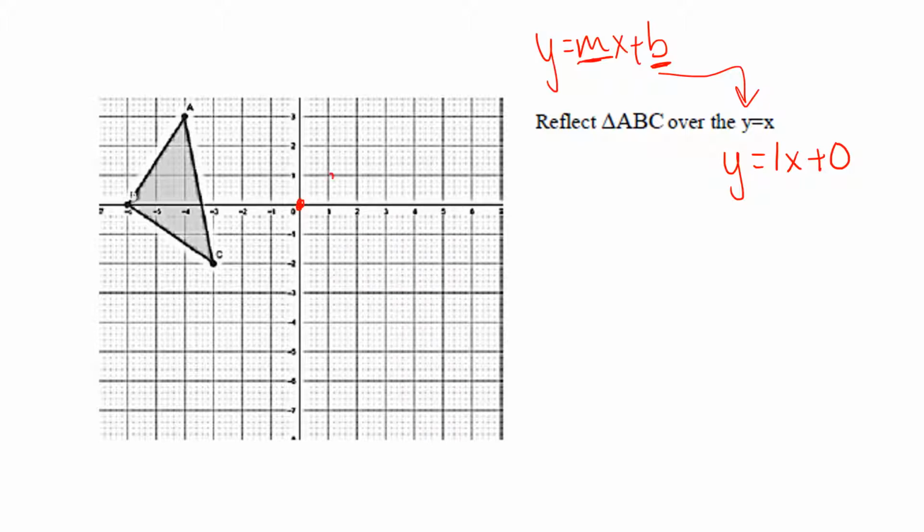So up 1, right 1, up 1, right 1, up 1, right 1, down 1, left 1, down 1, left 1, down 1, left 1, and so on and so forth. If we connect those dots, it's this line that we want to reflect over. So when we're reflecting over a diagonal line like this, the little shortcuts kind of get thrown out the window, and it just comes down to counting, okay?